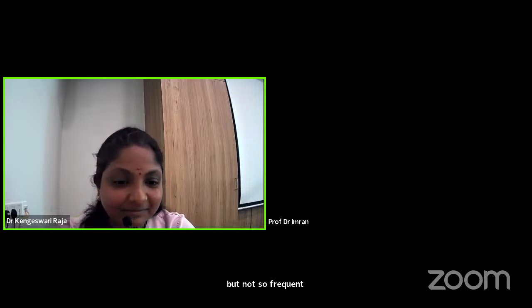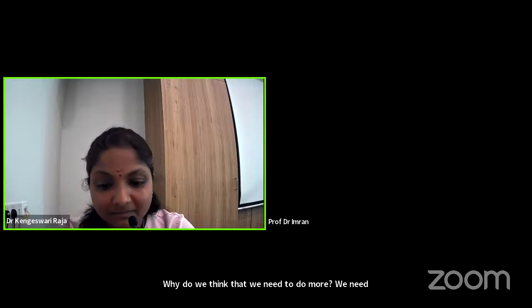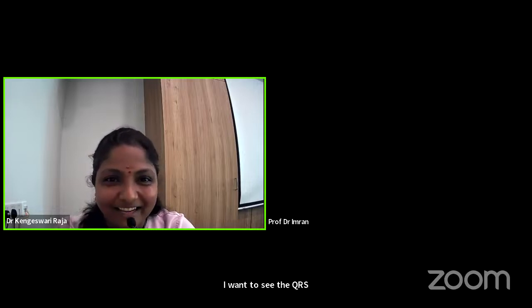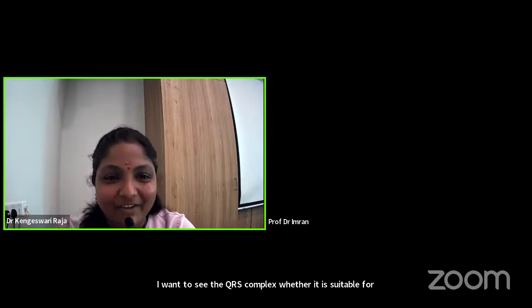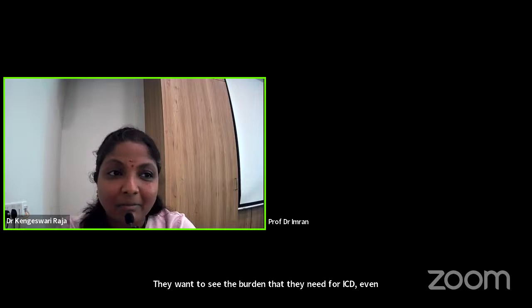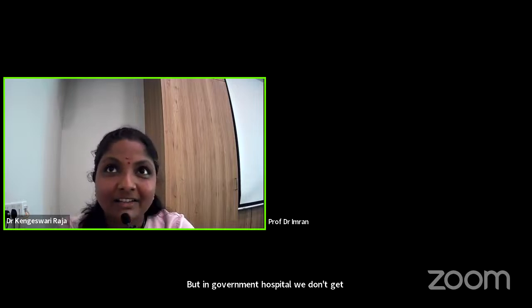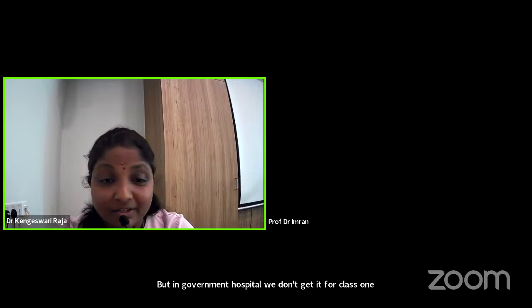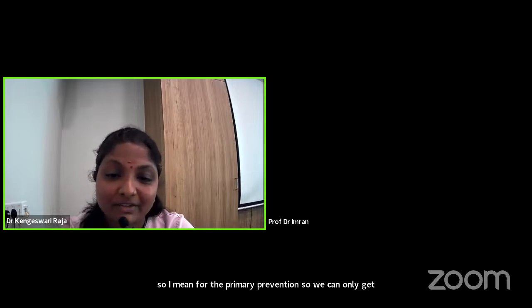Why do you think that we need to do more? We need to, from time to time, look at the ECG. I want to see their QRS complex, whether they are suitable for CRTD or whether they have any PVCs. They want to see the burden, whether they need an ICD, even though it's supposed to be a class 1 indication. But in government hospital, we don't get it for class 1. So for primary prevention, we can only get it for secondary prevention.